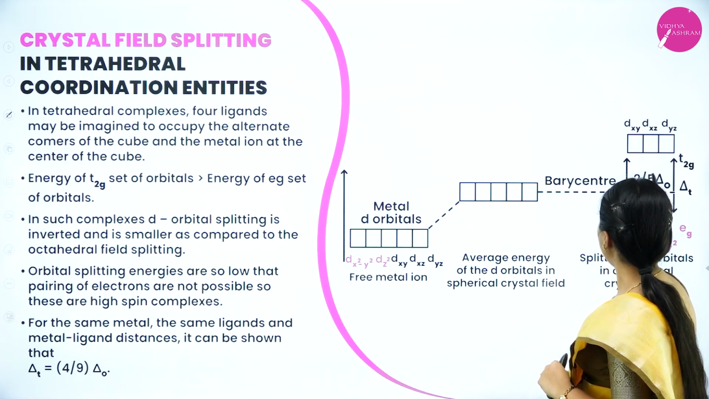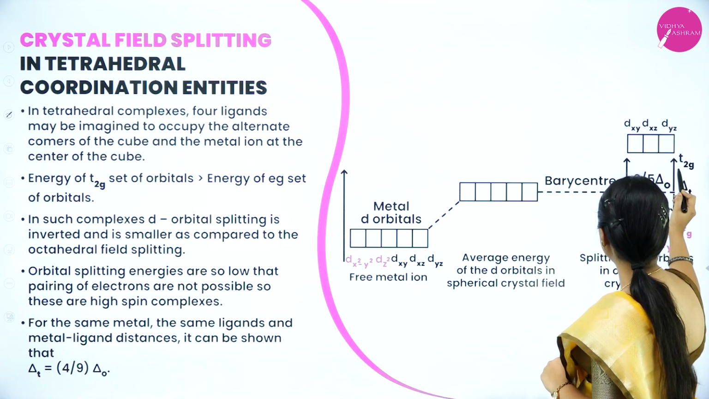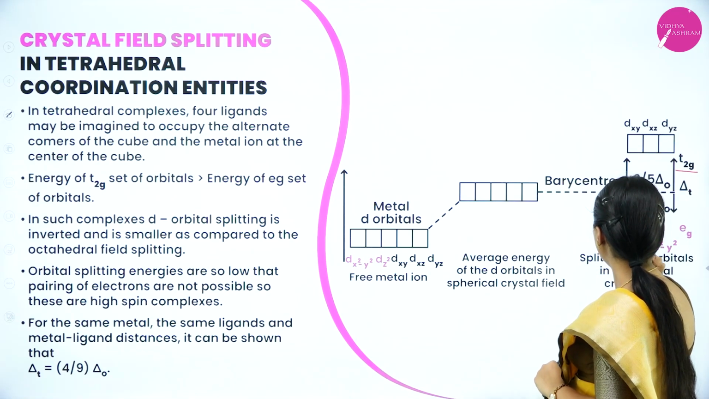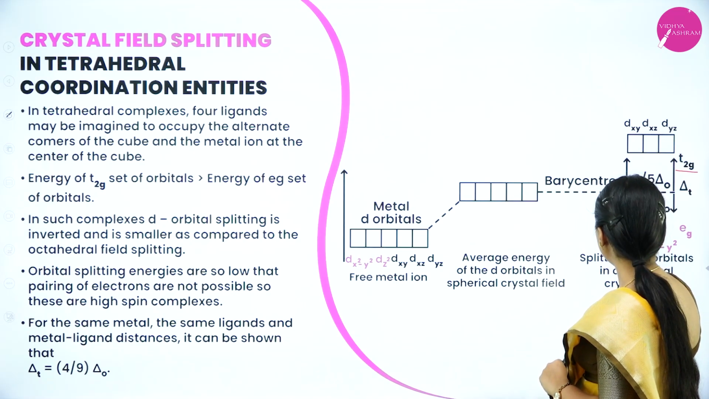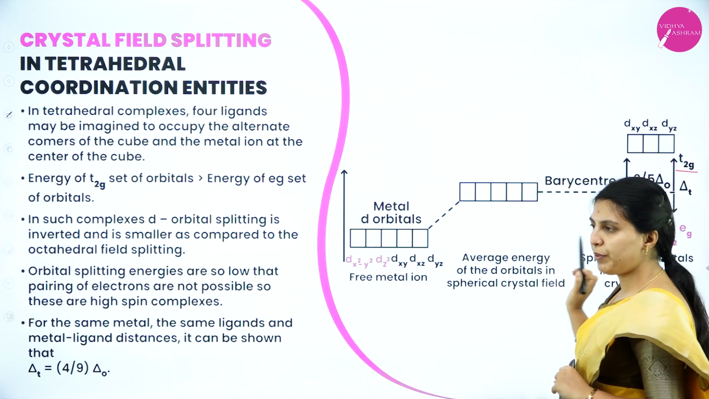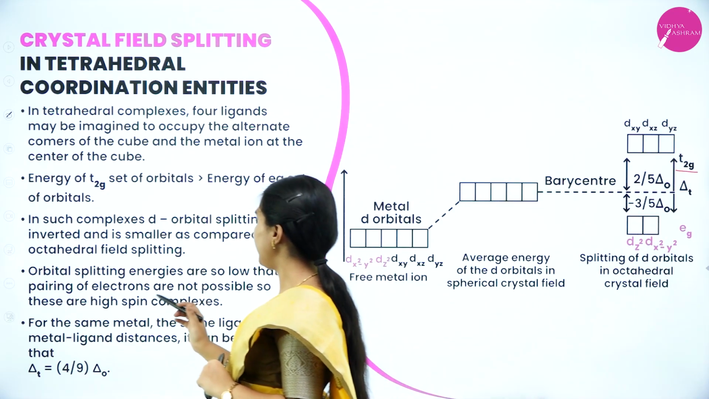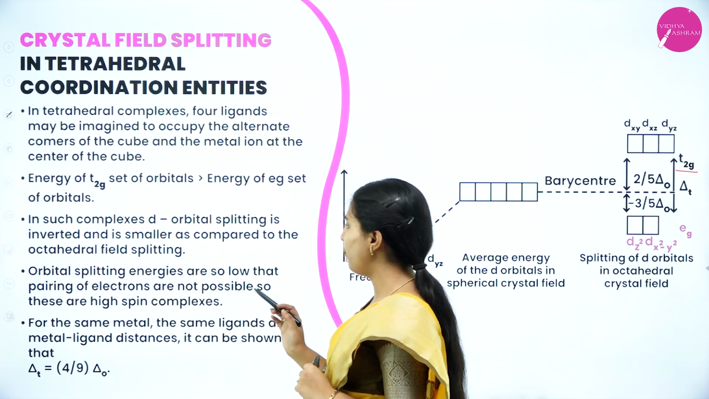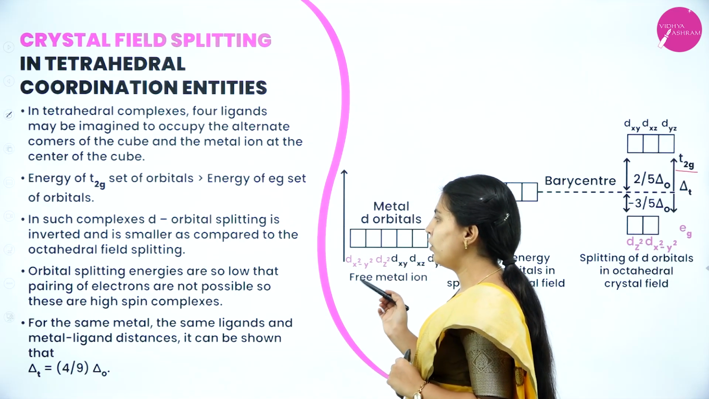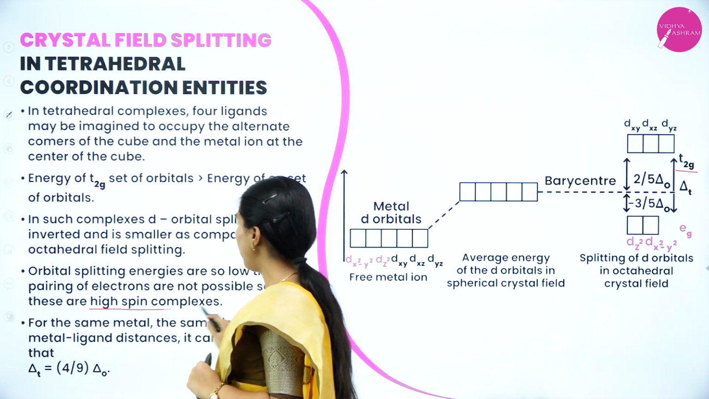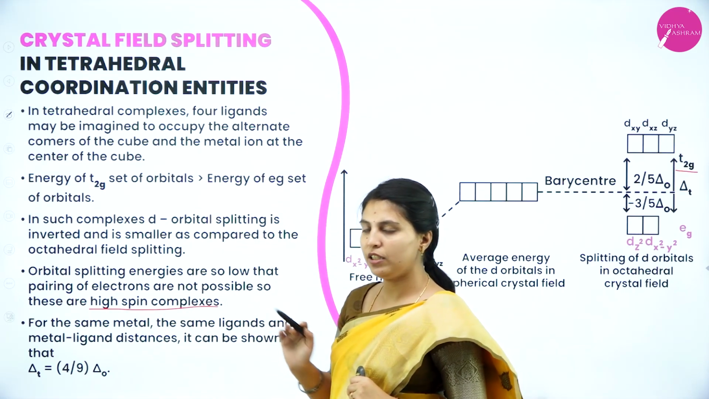So dxy, dxz, dyz, which is T2g level, has less energy, that is 2/5 delta naught. Here 3/5 Eg levels will be having 3/5 energy splitting. Orbital splitting energies are so low that pairing of electrons is not possible. So these are high spin complexes. Here electron pairing will not happen because of high spin complexes.